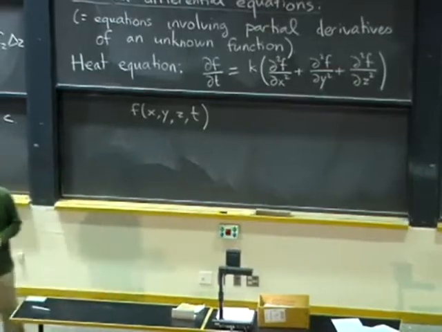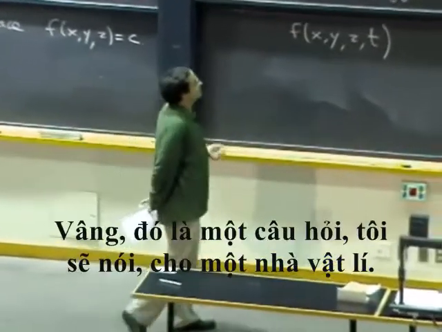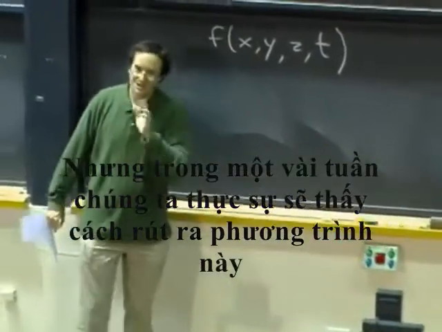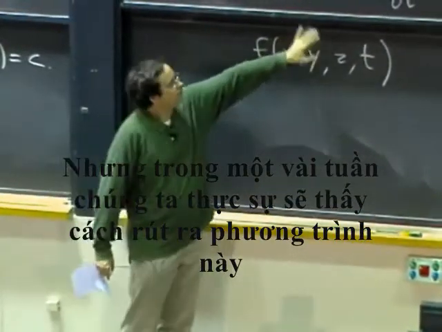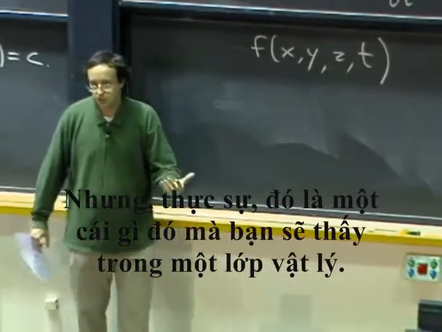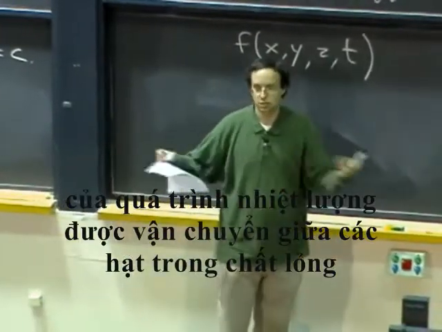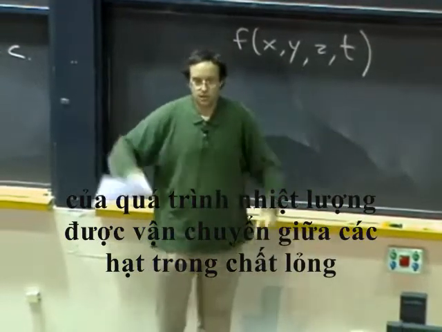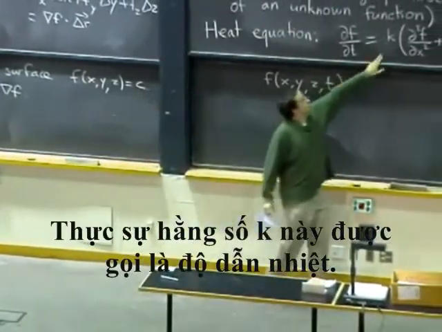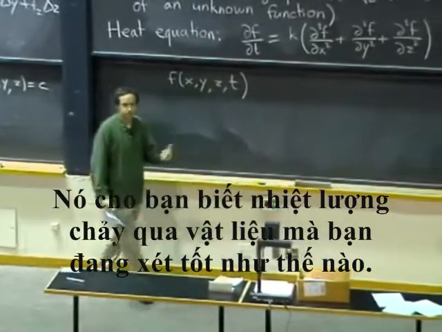Yes? Why do we take the partial derivative twice? Well, I'd say it's a question for a physics person. In a few weeks, we'll actually see a derivation of where this equation comes from and try to justify it. But really, that's something you will see in a physics class. The reason is basically the physics of how heat is transported between particles in a fluid, or in any medium. This constant K is called the heat conductivity. It tells you how well the heat flows through the material that you're looking at.